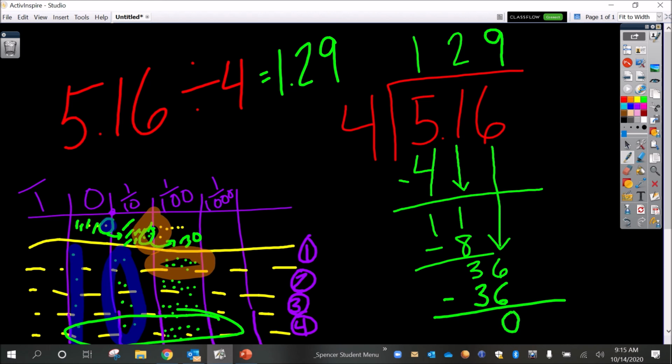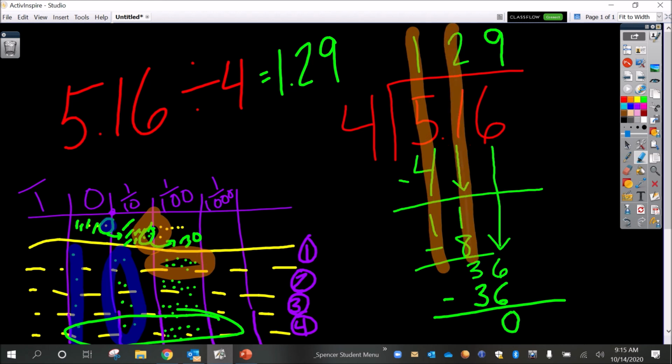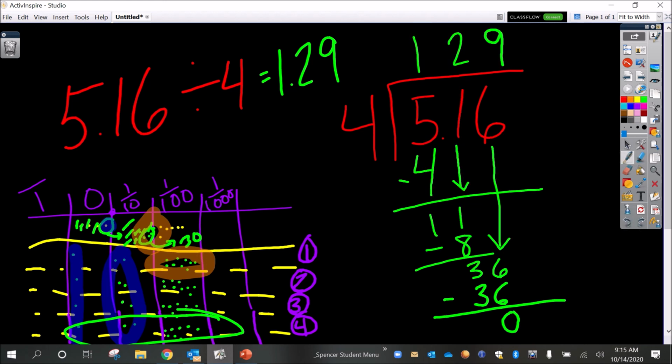And so when I subtract that to show how many I passed out, I show that there is 0 remaining. And the great thing about the standard algorithm is everything's lined up in its places already. So the decimal just follows up and lands itself right there. So our answer is exactly the same, and it's 1 and 29/100.